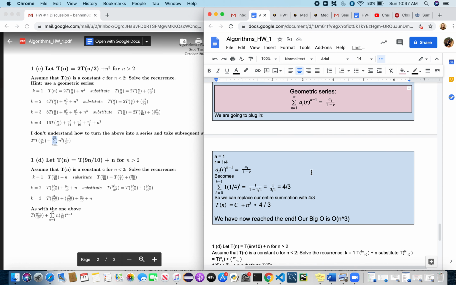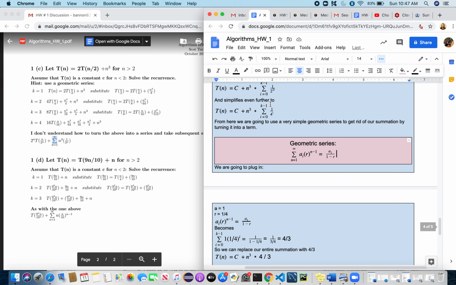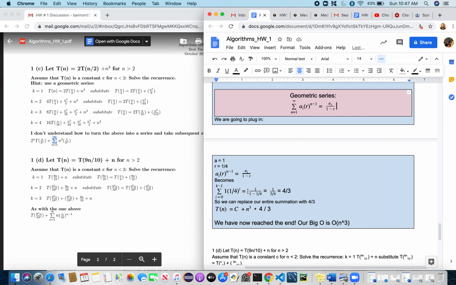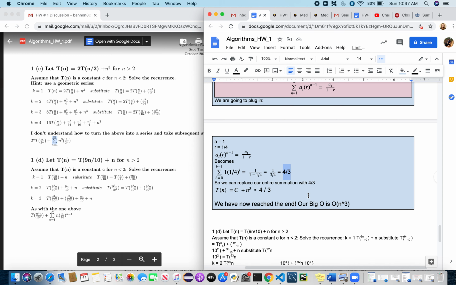So plugging in the values, these don't necessarily look the same, but we can plug in 1 for a, because technically this is times 1, then r is 1/4, and then we wind up with 1 over 1 minus 1/4, which equals 1 over 3/4, which equals 4/3. And we can replace our entire summation with 4/3, which really simplifies things.